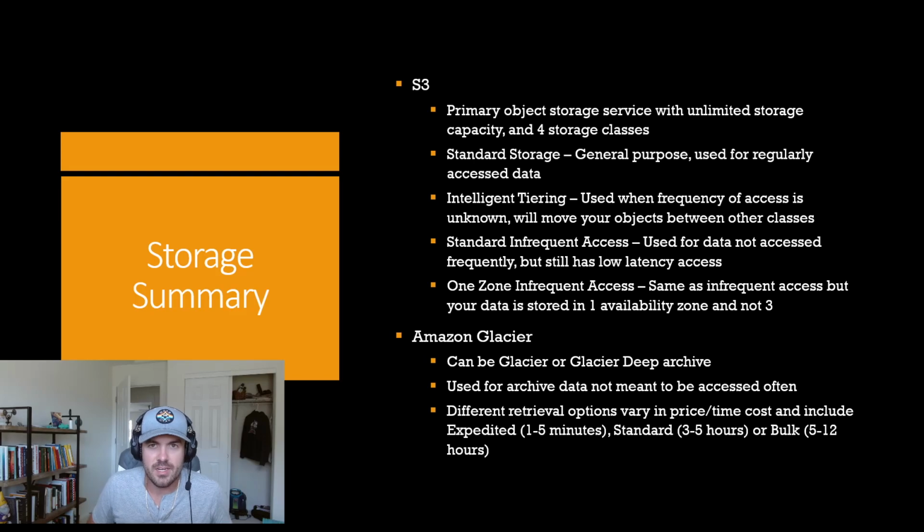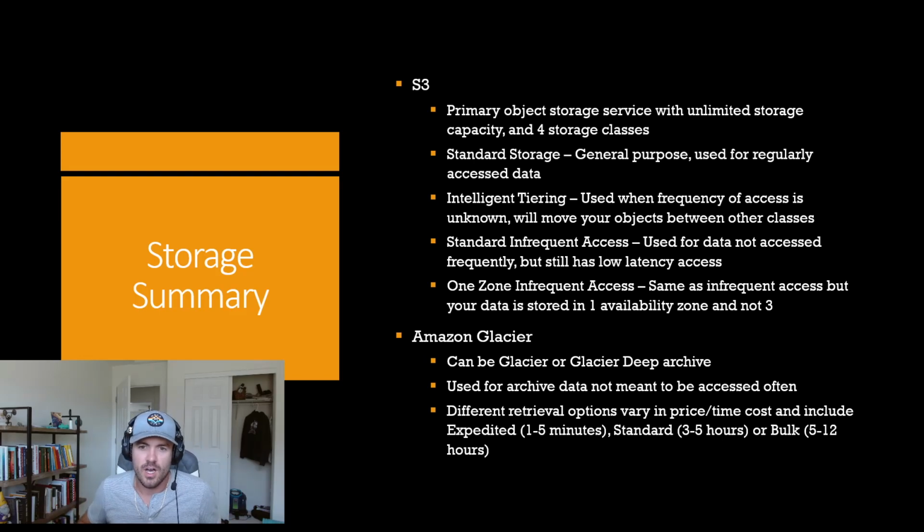That is the main AWS storage service. It is an object storage service with virtually unlimited storage capacity and 4 different storage classes. Okay. You've got standard storage, which is just general purpose. It's used for regularly accessed data. Okay, intelligent tiering is going to use the frequency of access of your objects to basically, behind the scenes using machine learning, determine when your objects should be moved between the standard storage and a cheaper storage class.